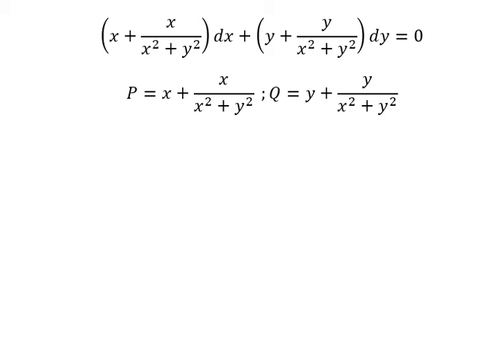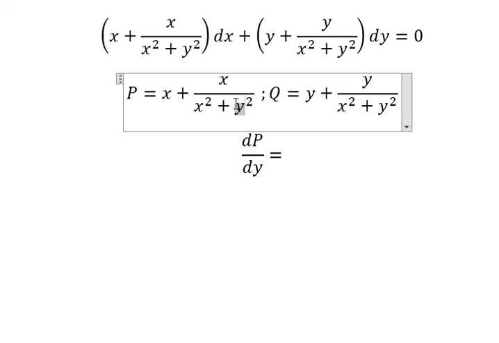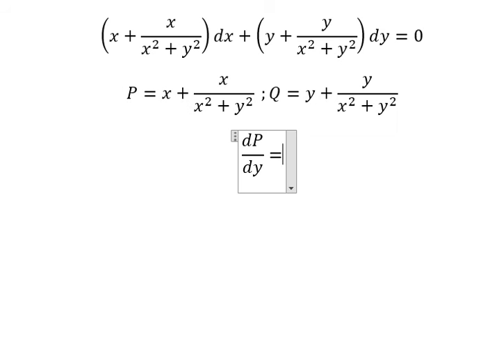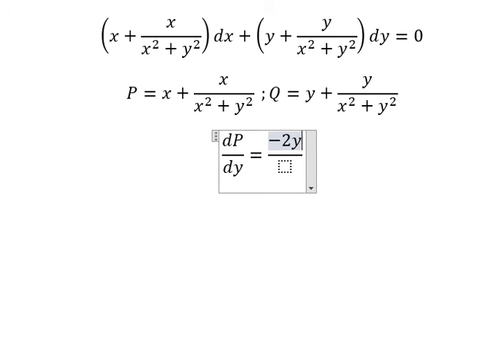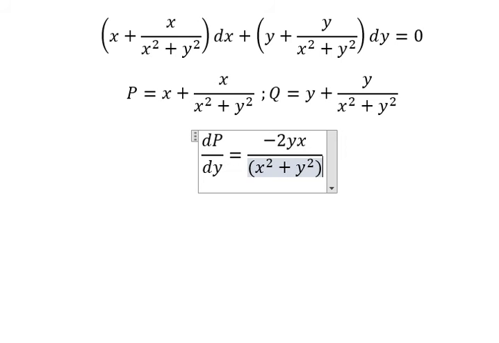So we have dP over dy. So that means y will be variable, x just like the number. So if we do first the derivative of this one, you will have negative 2yx over x squared plus y squared to the power of 2.